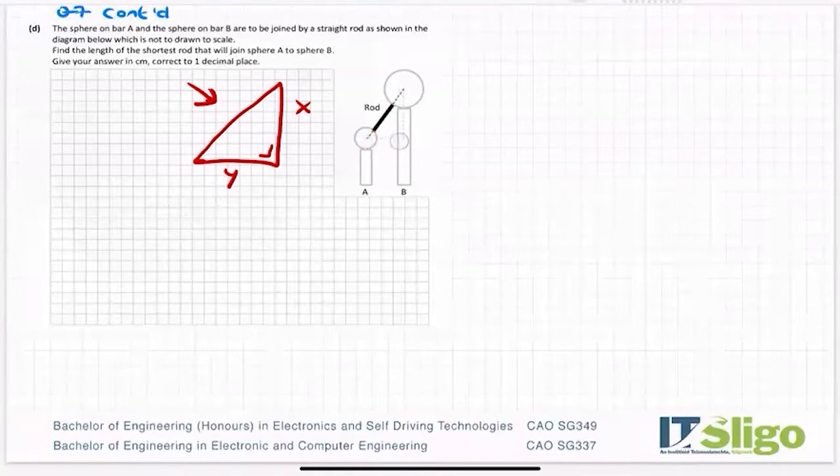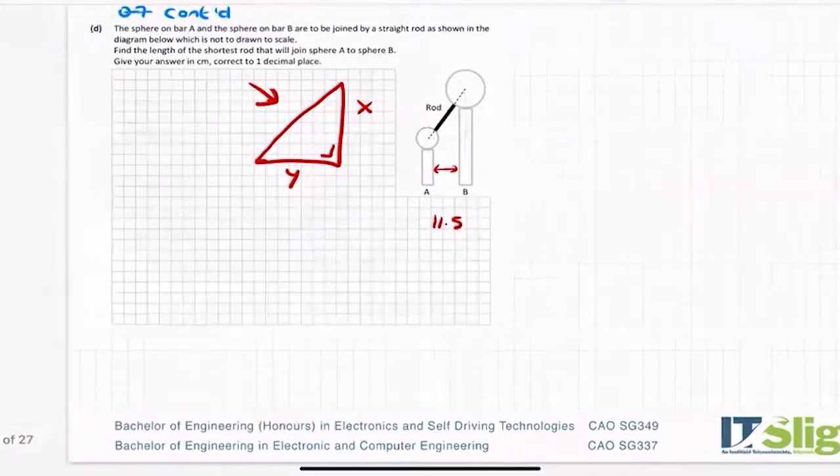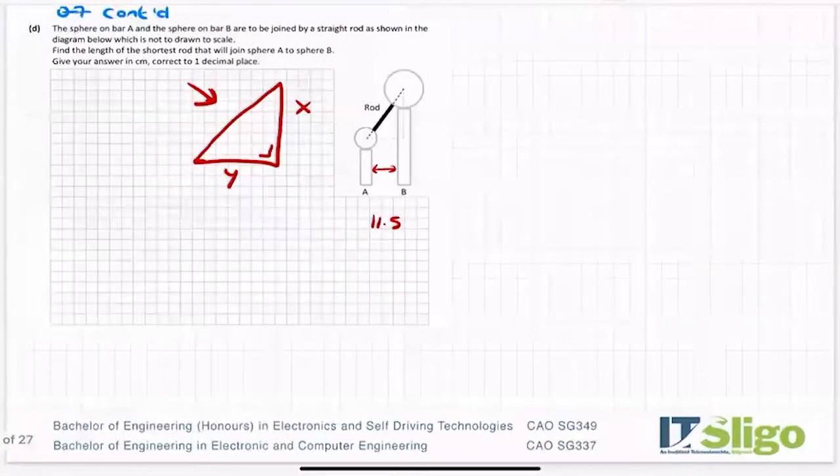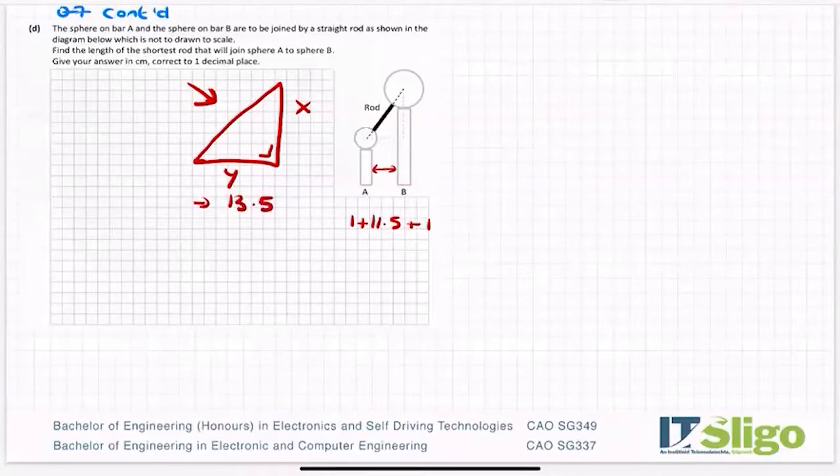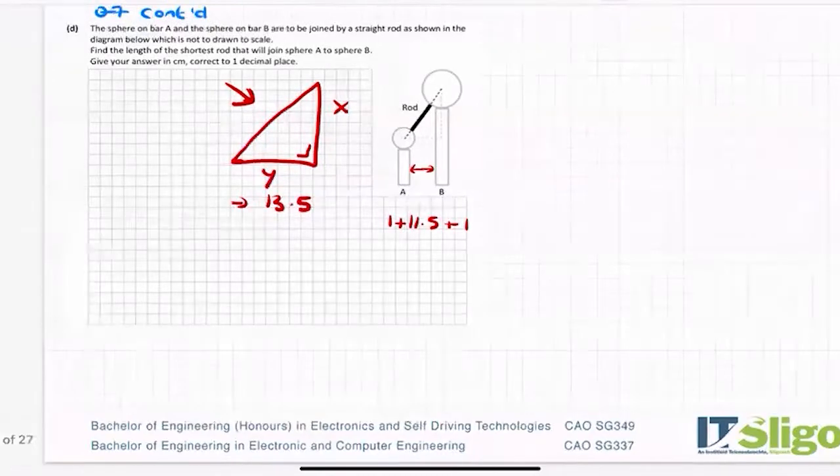Okay, so let me clear off this for a minute. I know that the gap between these two we have just worked out to be 11.5, isn't that correct? Yes. And the radius of the bar was 1 and 1. So I would say the bottom of my triangle then is 11.5, 12.5, 13.5. So that's the bottom, that's my y. Now let's have a look and see if we can work out the height up.